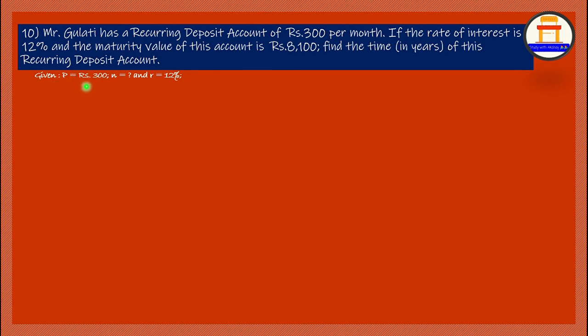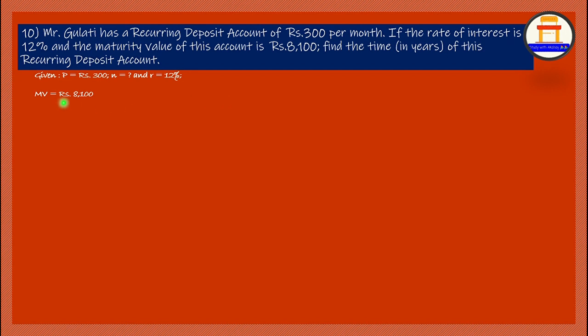We have been given the principal as rupees 300. Please do zoom in if possible, because the font size is a bit low, so try to zoom while watching the video. So the principal is rupees 300. The number of months is not given, and R is 12%. The maturity value is given as 8,100 rupees.